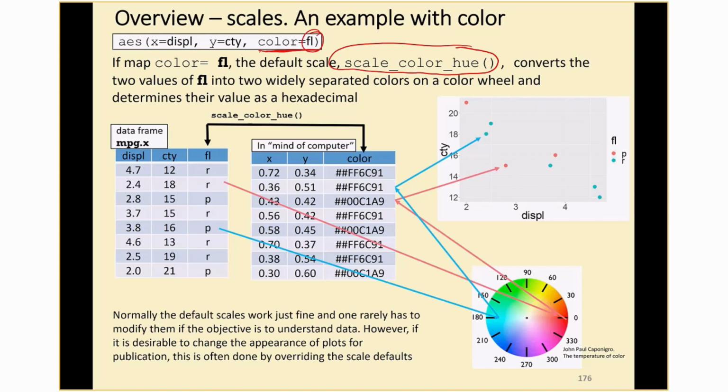So what the scale is going to do is look at the R and look at the P, and produce this color wheel. It's going to take the R and put it right there, take the P and put it right there. It's going to locate these two things on a color wheel as far separate as possibly could be the case. And then when it's got these things on the color wheel, it's going to convert them to hexadecimals, and then once it's got these hexadecimals, it can render those two colors.